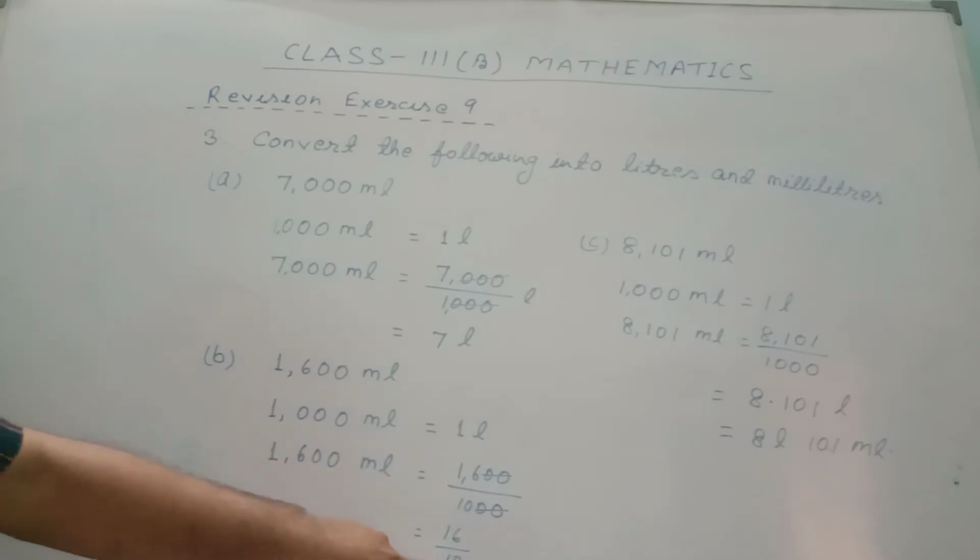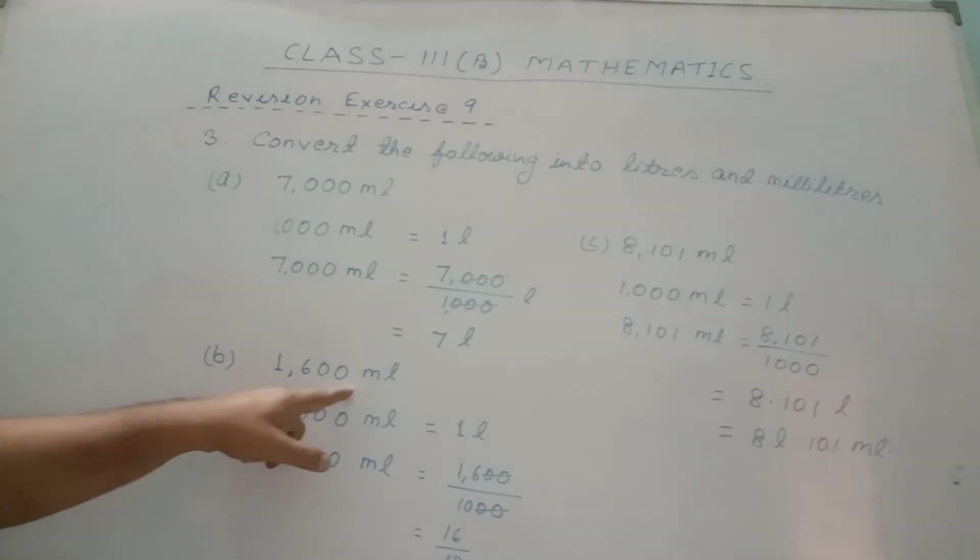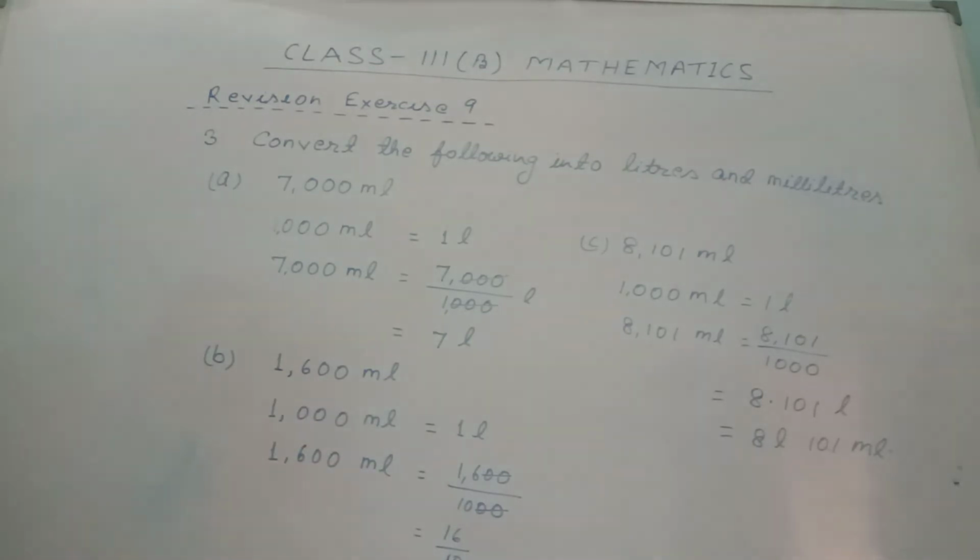I wrote here, since 10 is coming, therefore we will keep decimal counting one digit. We count one digit from right hand side, that is 6, and after 6 we will keep decimal. This is the decimal, or you say point. So 16 by 10 became 1.6 liter. Before decimal is in liter, and after decimal is in milliliter. So 1.6 liter became 1 liter 6 milliliter. Therefore 1600 milliliter equal to 1 liter 6 milliliter.